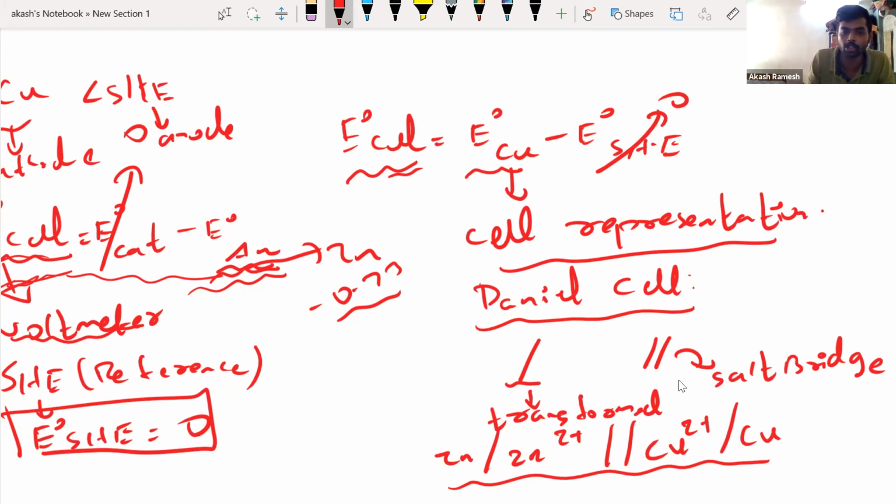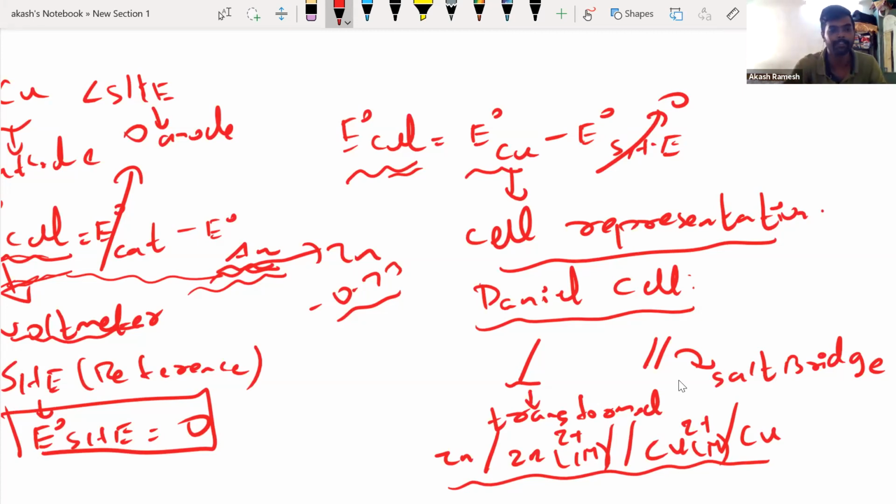And also you can include the concentrations here. Zn2+ will be 1 M concentration. Copper 2+ will be 1 M concentration. All these things you can include. Obviously, there is no concentration for zinc and copper because they are solids. Only for the zinc sulfate and copper sulfate solutions do we have the concentration, so that you can do.